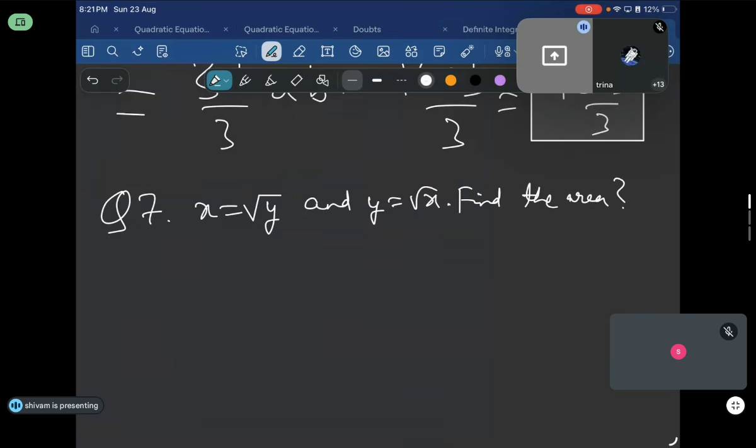Why not? Yes, Ujan has given the correct answer. What about others? This one is easy only. Both are parabolas. Y square is equal to x and x square is equal to y. Solve, done? 16ab by 3. Yes, sure, the right answer.